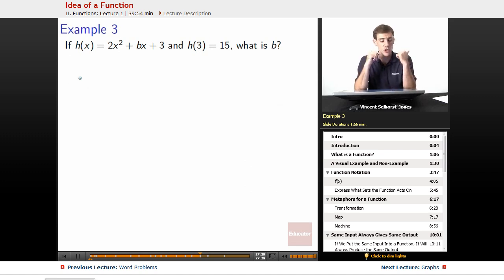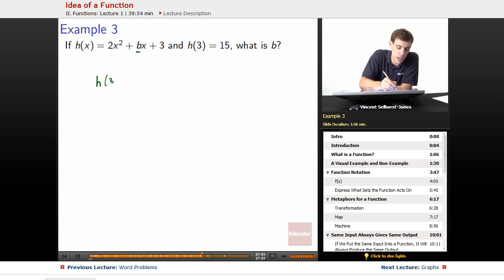If h of x equals 2x squared plus bx plus 3, and we know that h of 3 equals 15, what is b? So in this case, we're looking to figure out what b is, right? Now, we know that h of 3 equals 15, so we need to somehow use this to figure out b. So we go, oh, hey, I could plug in 3 and I would get something different than just 15, right?